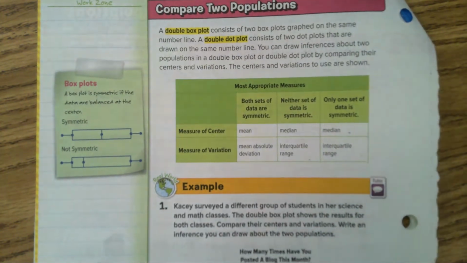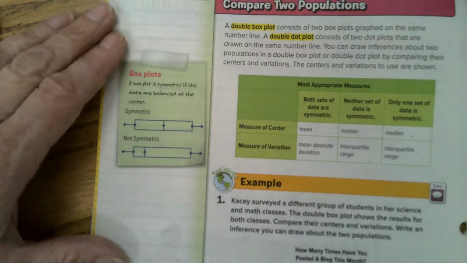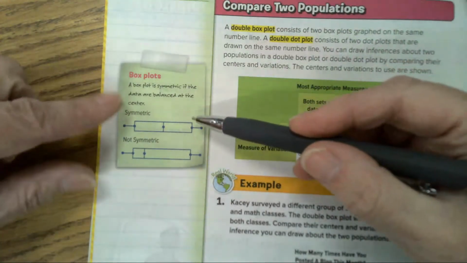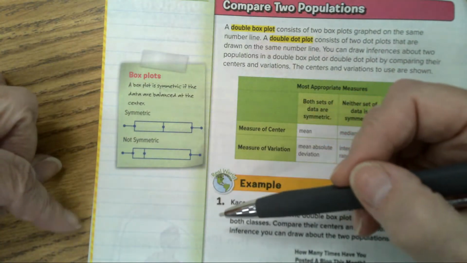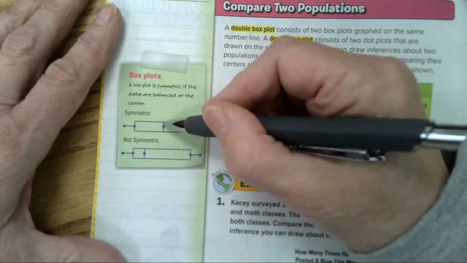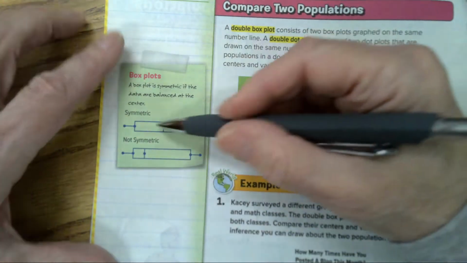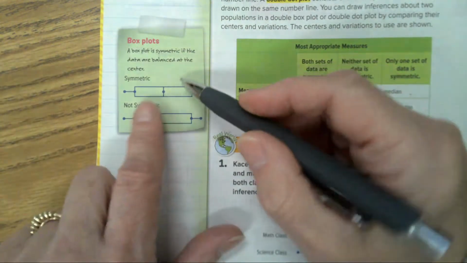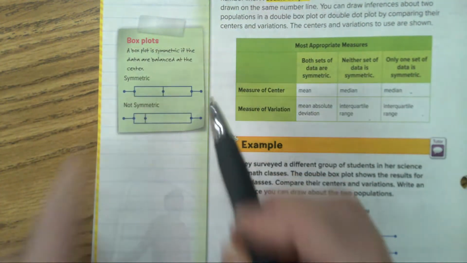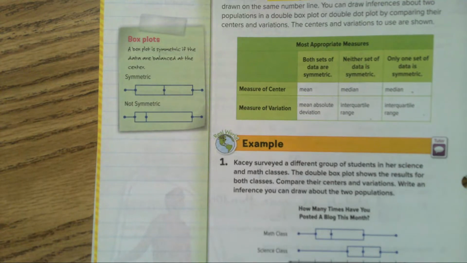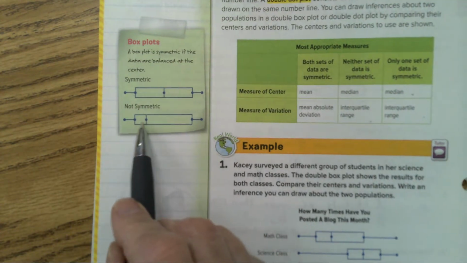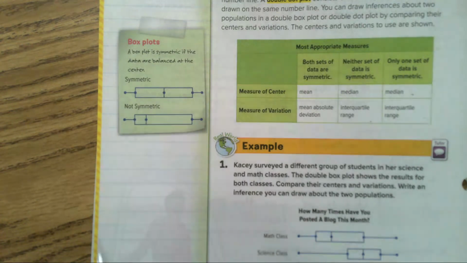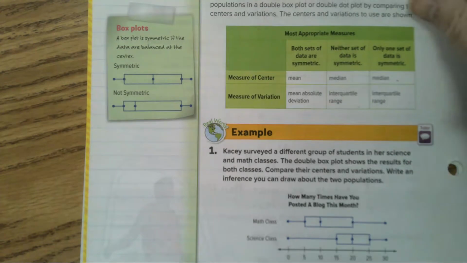Now let's look over here. These appear to be symmetric, all right? The only thing that's not symmetrical is where the median is. See, this is symmetric. This is not symmetric. Symmetric means everything is in nice, neat order. Every piece is about the same size, okay? Here, this is not symmetric because this piece is smaller than that piece in order to represent the data. All right, let's go to example number 1.